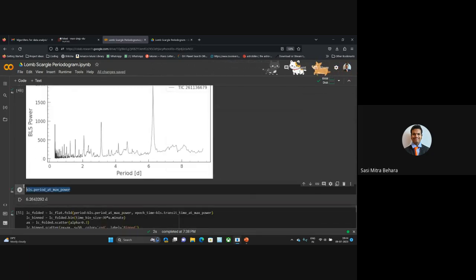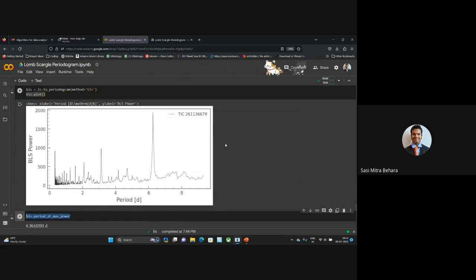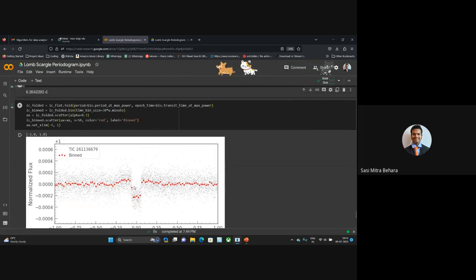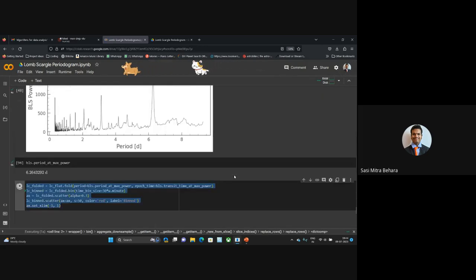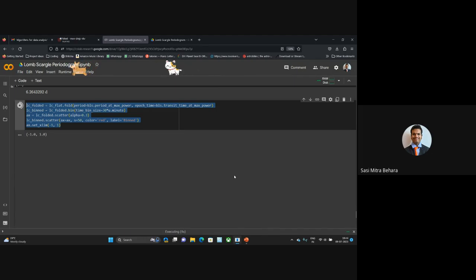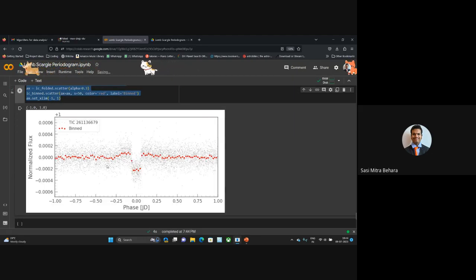And you can ask it what's the period at maximum power, and it gives you the maximum power as well. And then you can just tell it to fold over the data, and it'll show you the folded curve as well. So that is basically the periodogram and how it is used by astronomers to detect periodic signals in astronomical data.